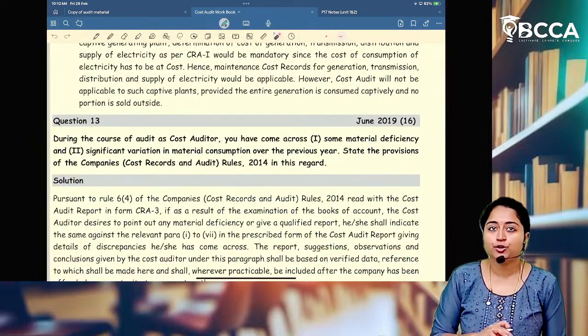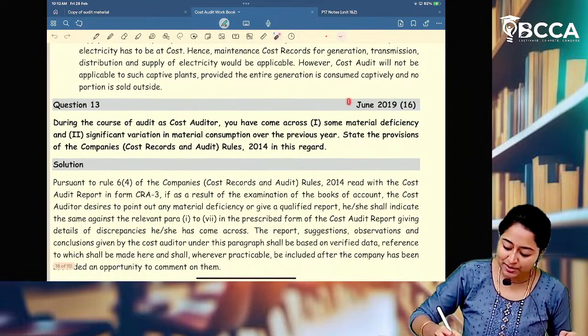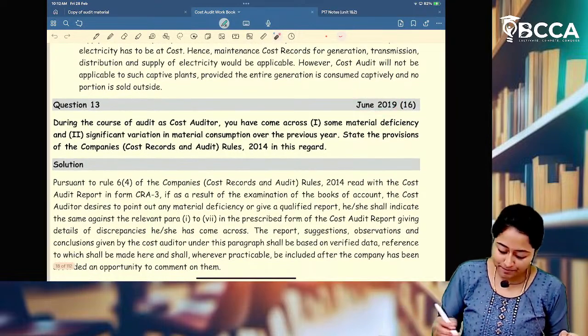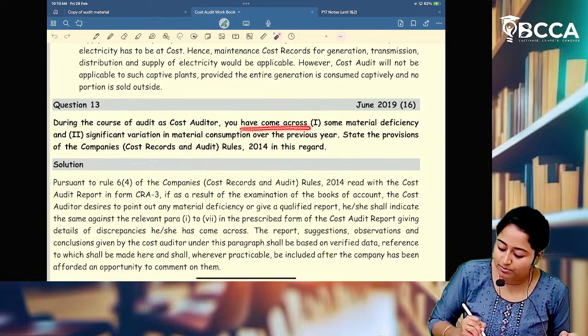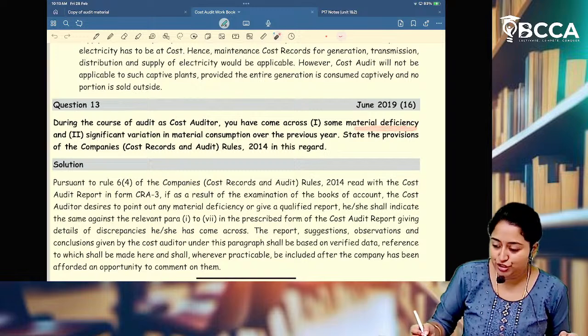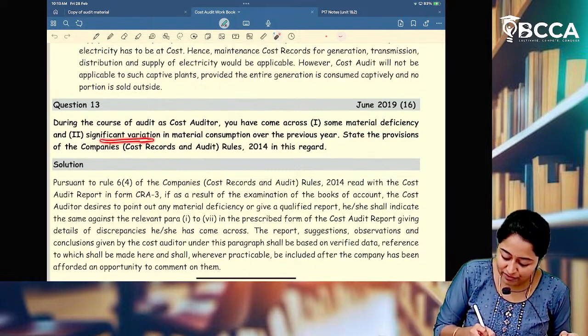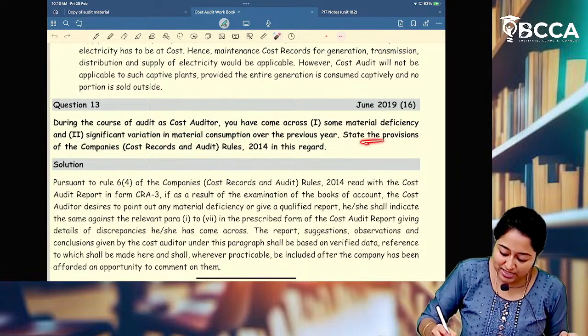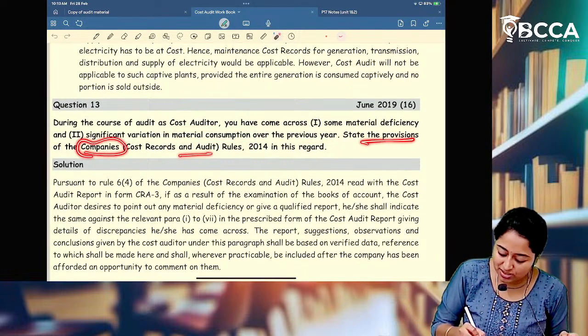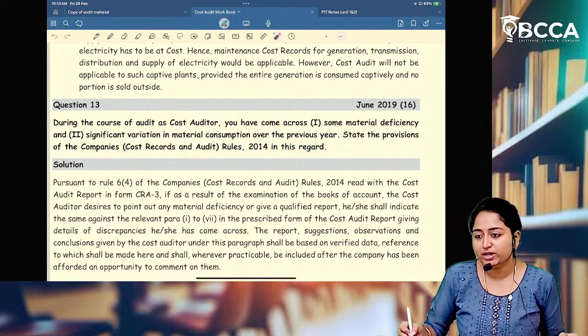Now, moving on to question number 13. This has been asked in June 2019. During the course of audit as cost auditor, you have come across some material deficiencies and significant variation in material consumption over the previous year. State the provisions of the Companies (Cost Records and Audit) Rules, 2014 in this regard.